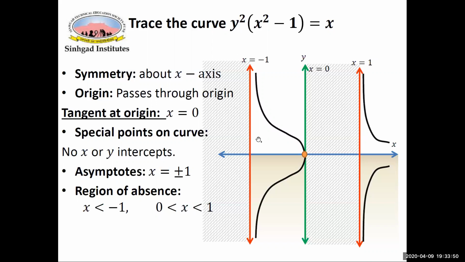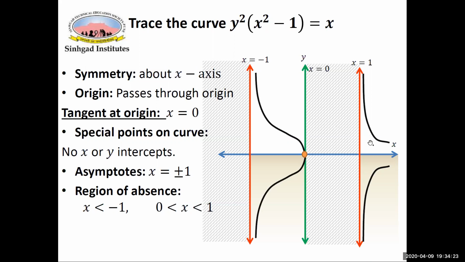Now first we'll think of the first region, that is minus 1 to 0. What is the first asymptote? x equal to minus 1. x equal to minus 1 is an asymptote and the tangent is the y-axis. It means you have to draw the curve like this, and it will touch the line x equal to minus 1 at infinity. So the part between minus 1 to 0 is over.